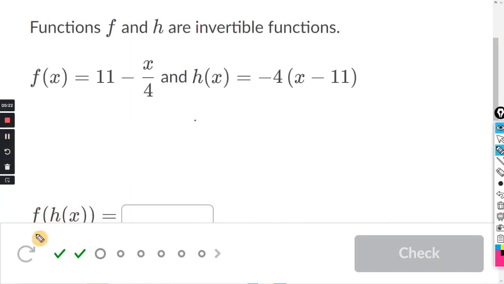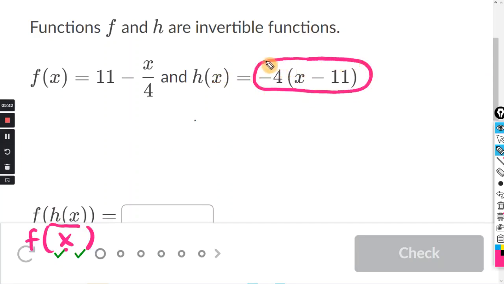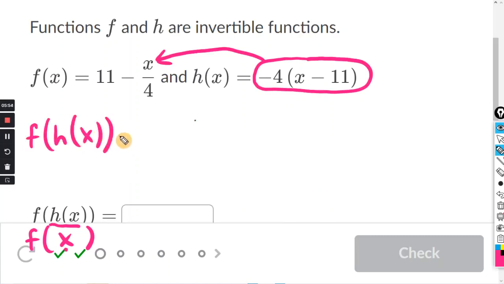So you take the f of x function and you replace all the x's with the expression for h of x. We're taking h of x and plugging it into the f function. So h of x is this right here, and we're taking that entire expression and plugging it in place of x. All right, so here we go. F of h of x. We're just recopying, and wherever there's an x, we sub in this.